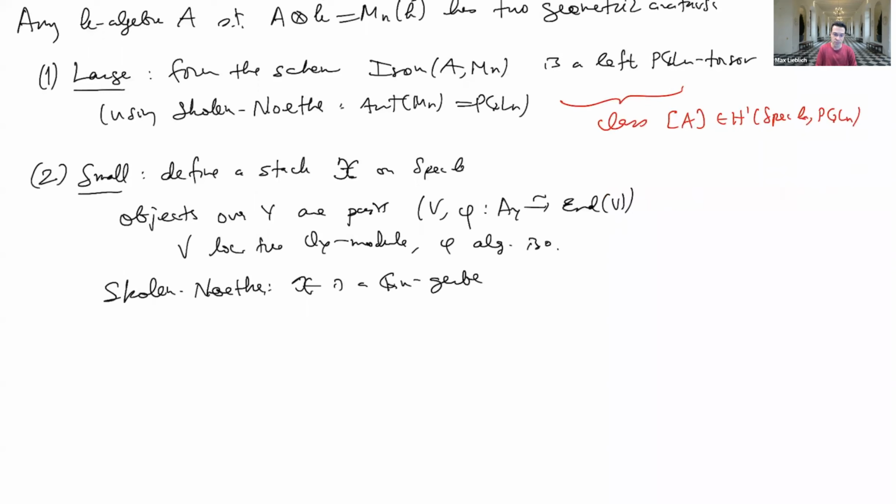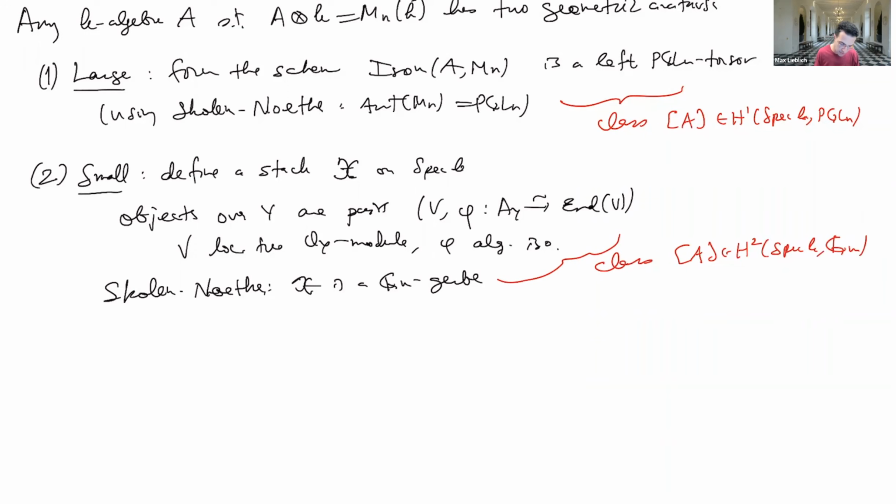Okay. So again, we know in a similar way that H1 classifies torsors, Giraud taught us that H2 classifies gerbes. So again, here we get a class of A in H2 of Spec K with coefficients in GM. Okay. And there's something special here.